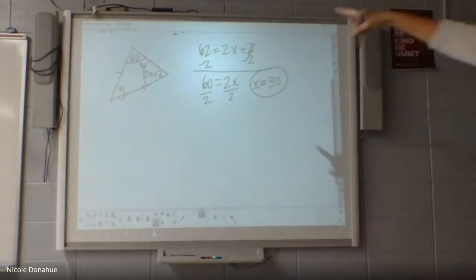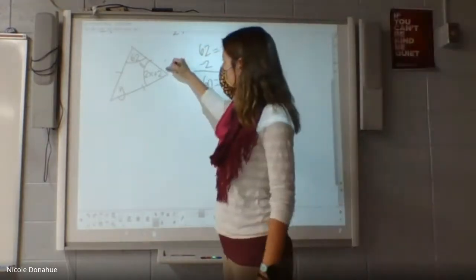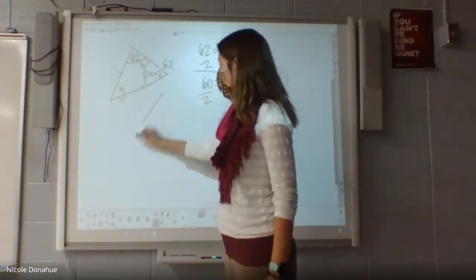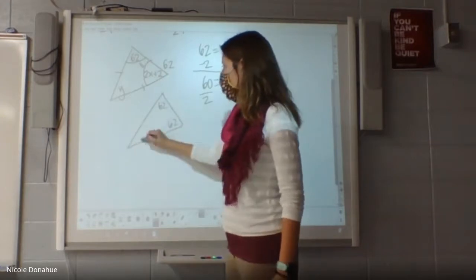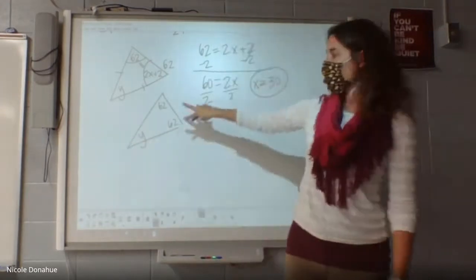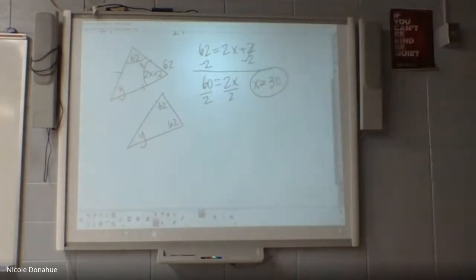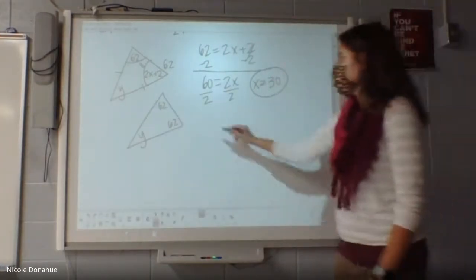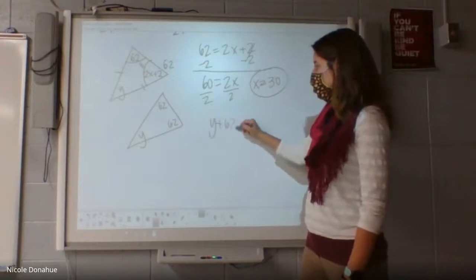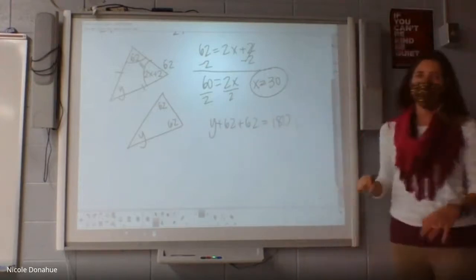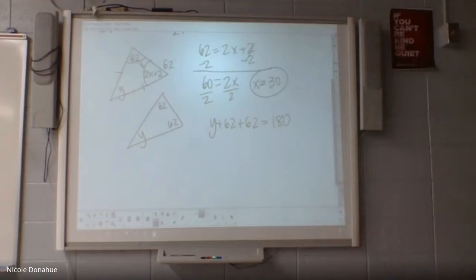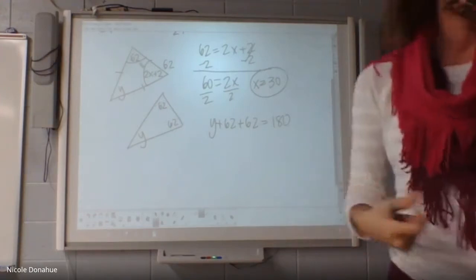But if this is 62, this is also 62. So now I have a new triangle where it's 62, 62, and y. So I have to include both of those 62s to find my y. So y plus 62 plus 62 has to equal 180. So some of you had too big of a y value just because you were forgetting about that other 62-degree angle.